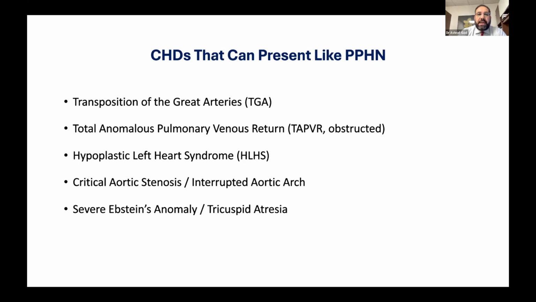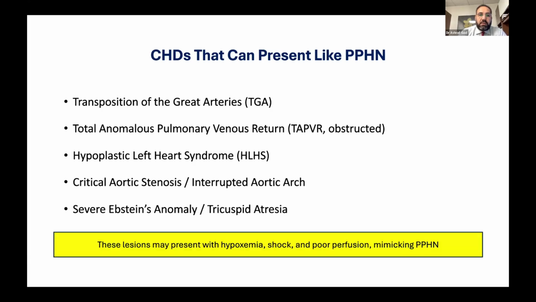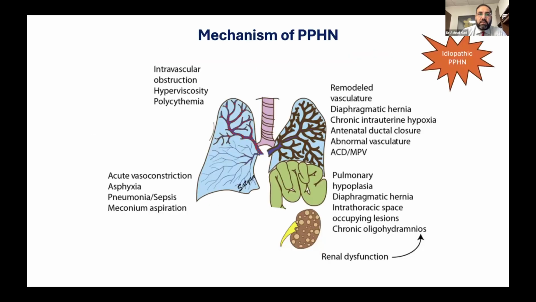In the NICU, PPHN cannot manifest easily, and it can present and mimic other conditions like these conditions listed here. And it's very important for us to have the echo and proper recognition of these conditions to differentiate between straightforward PPHN and congenital heart disease. And they all share that the babies can become very hypoxemic with poor perfusion and shock.